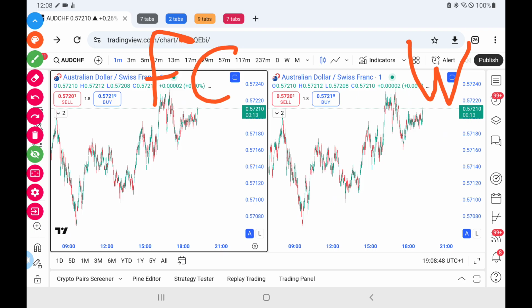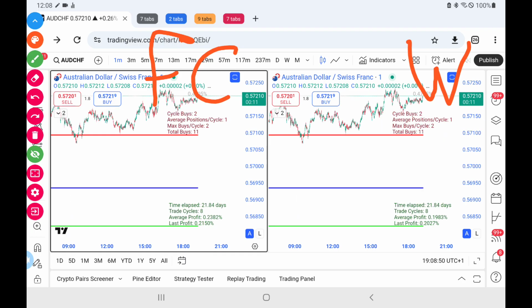Again, the left side will always be the full candle. The right side will always be the wick. And we see again, looking at the left side, 8 trades per cycle with an average of 23 pips. The right side, 8 trades per cycle with an average of 19 pips. So you can clearly see there is a difference in profitability.